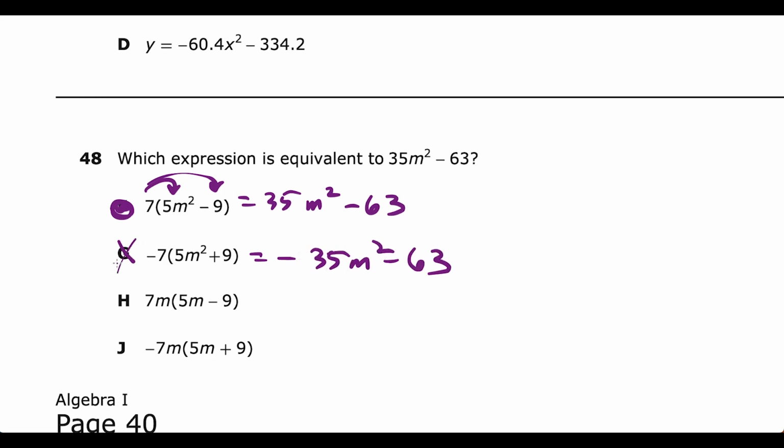So this one's no good. But let's say I could eliminate all the other choices that way, or we could take the question itself and factor it directly. We could take out a common factor of 7, and if we divide each thing by 7, we'll have 5m squared minus 9 like this.